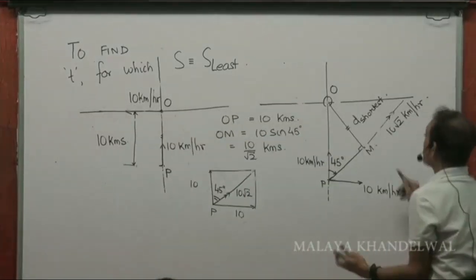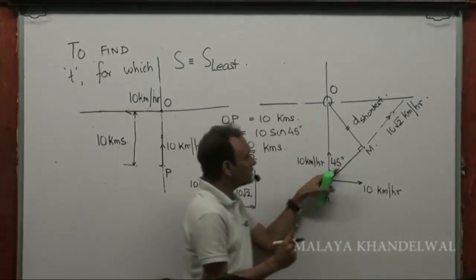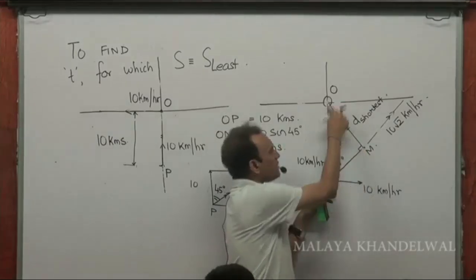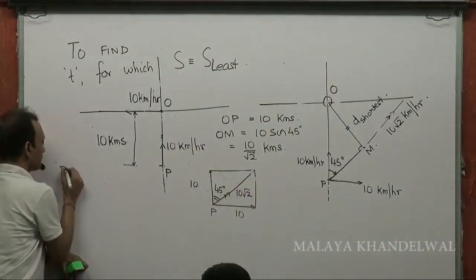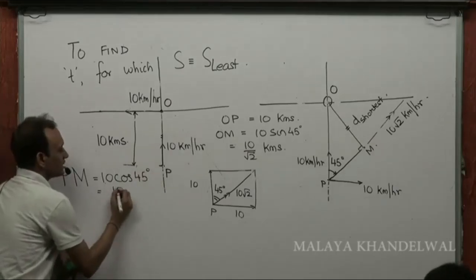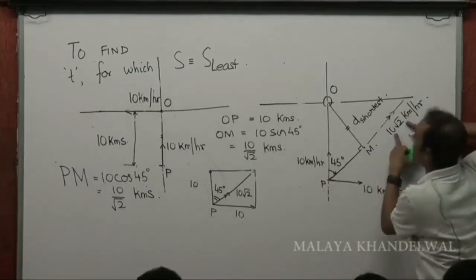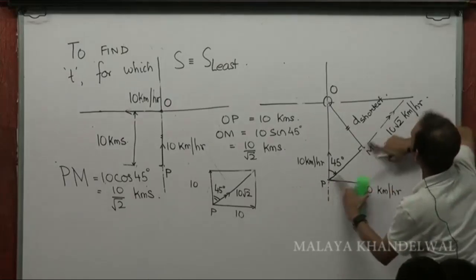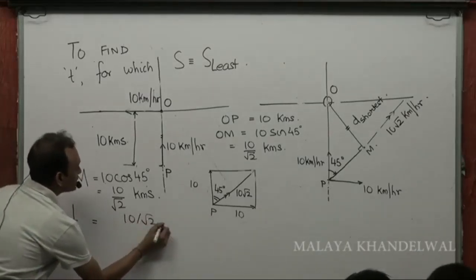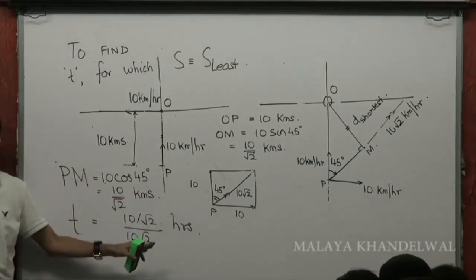Now, let's say the time taken to reach the shortest distance is t. Realize that the velocity of P in this direction is what? 10 root 2 kilometers per hour. And what is this length? PM is 10 cos 45 degrees, which is 10 by root 2 kilometers. And this distance is covered at the rate of 10 root 2 kilometers per hour. So the time taken to cover PM, 10 by root 2, at the rate of 10 root 2 kilometers per hour would be these many hours. Yes, half an hour, 30 minutes is what you get.